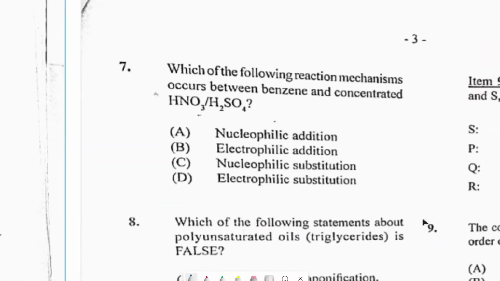Okay, number 7. Which of the following reaction mechanisms occur between benzene and concentrated nitric/sulfuric acid? This is electrophilic substitution. So number 7, D.